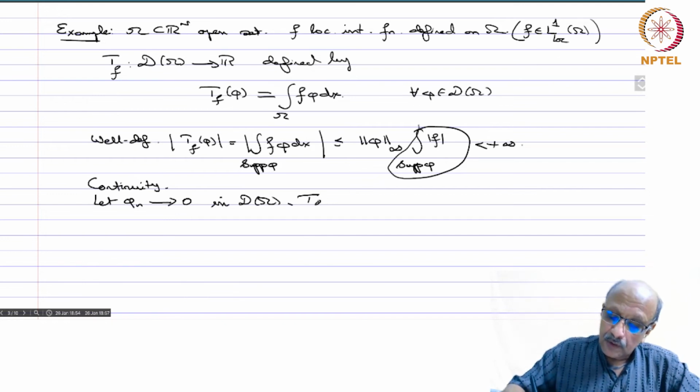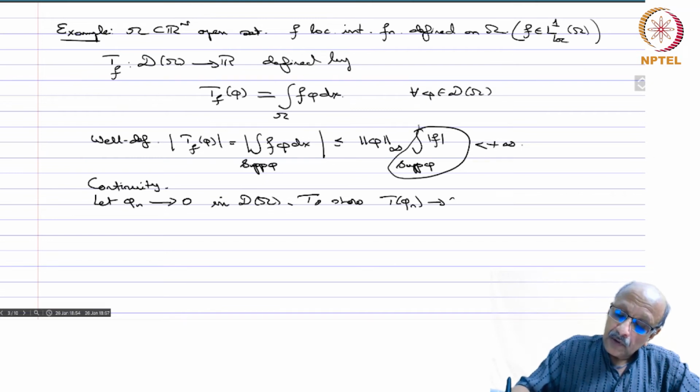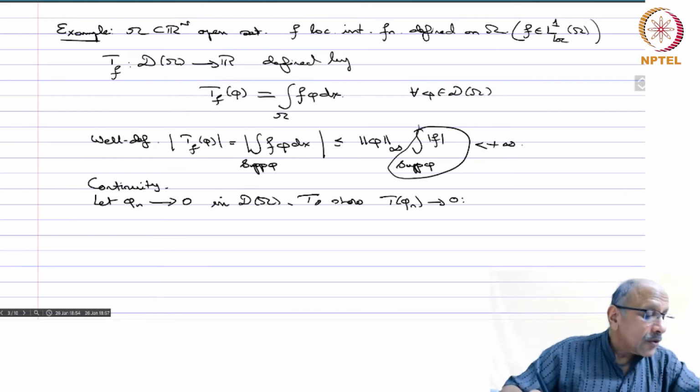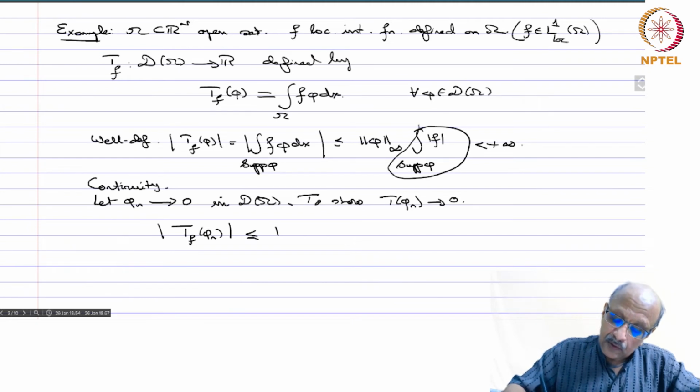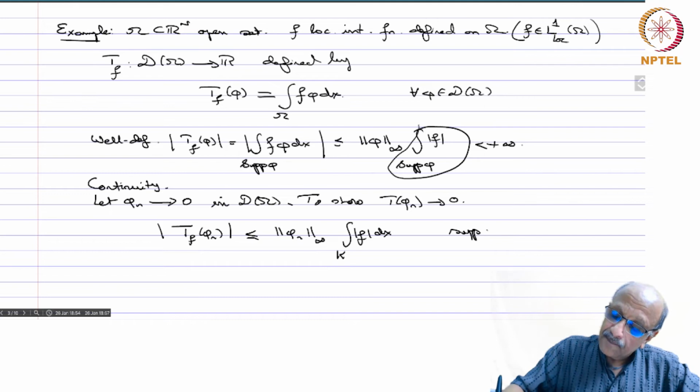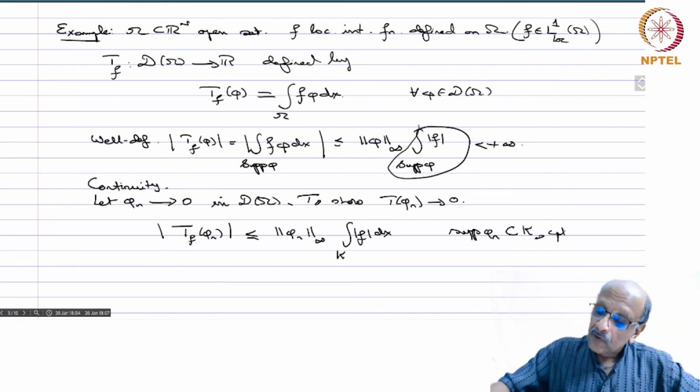So we have to show T_f(φ_n) goes to 0. Okay, so now again the same thing will hold. So |T_f(φ_n)| is less than or equal to ‖φ_n‖_∞ times the integral over K of |f| dx, where the supports of φ_n are all contained in a fixed compact set K. So φ_n goes to 0.